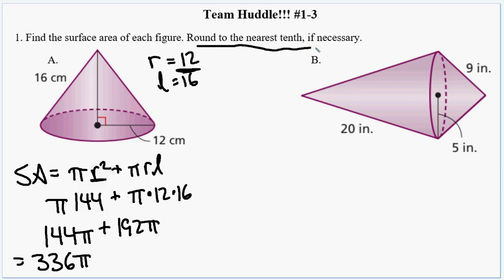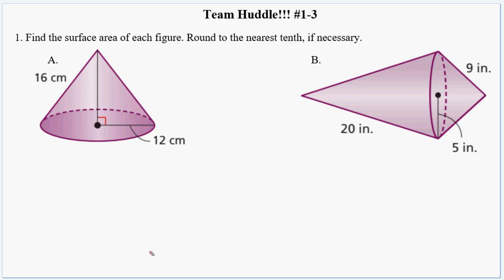But the directions here do say round to the nearest tenth. So let's round that off, use the pi key on our calculator. We get about 1,055.6 centimeters squared. That wasn't so bad.